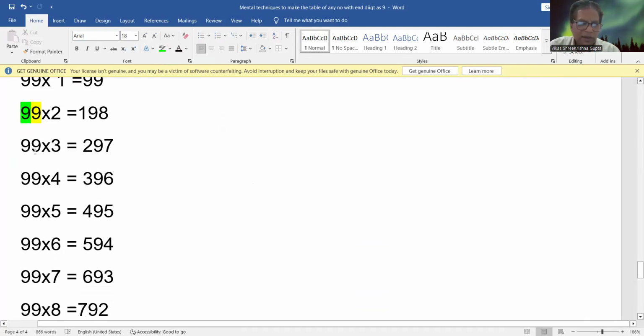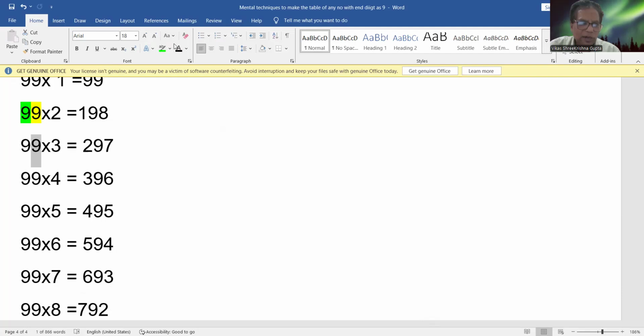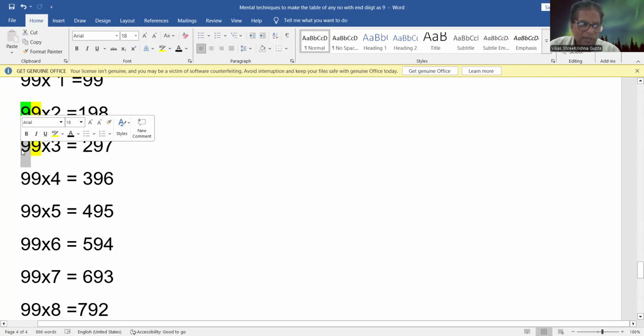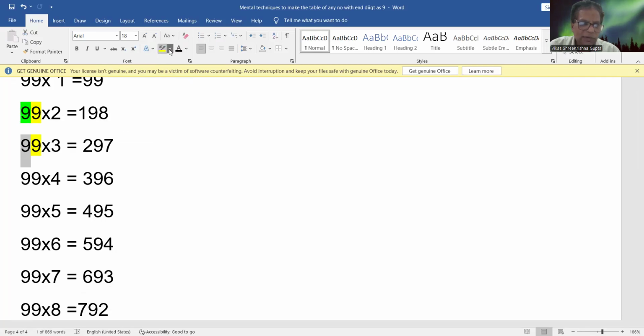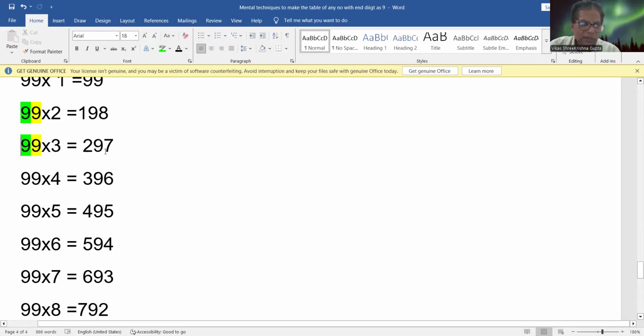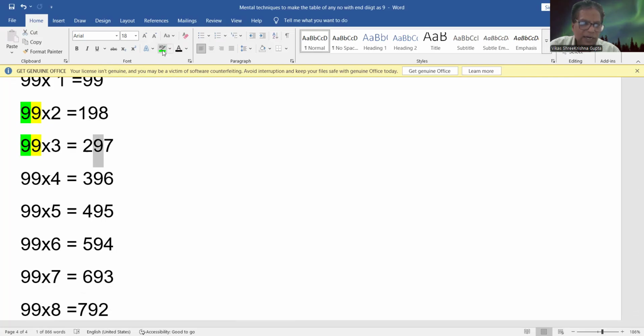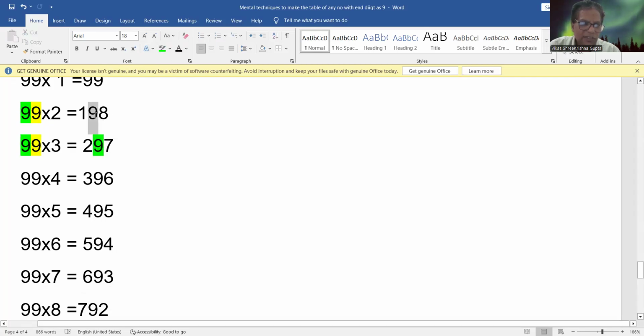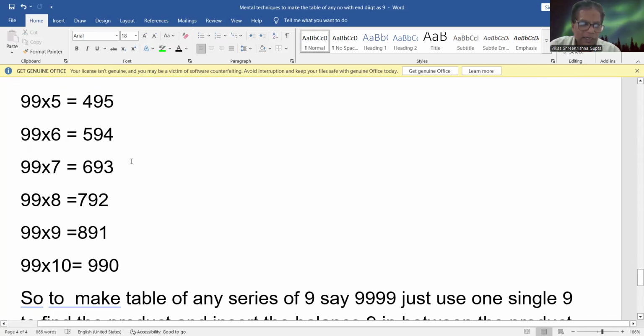198. In the same way, 99 into 3. 9 into 3 is 27, and this 9 is extra. I simply insert this 9 between 2 and 7. I get the answer as 297. You see, this 9 is the extra 9, which is in addition to the given 9. In the same way, for every number, you can write the table.